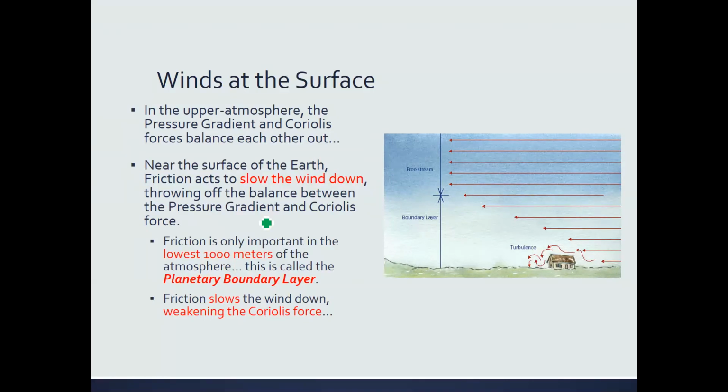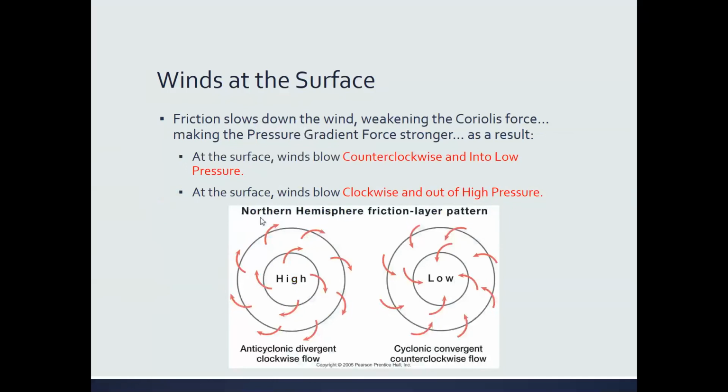However, when you throw in friction, friction slows the wind down. Which of those two forces, the pressure gradient or the Coriolis force, is going to be affected by this? Well, the answer is the Coriolis force, because the Coriolis force is dependent on the speed of the wind. Pressure gradient force isn't. Pressure gradient force is dependent on the difference in distance between high and low pressure, whereas Coriolis force is directly related to the speed of the wind.